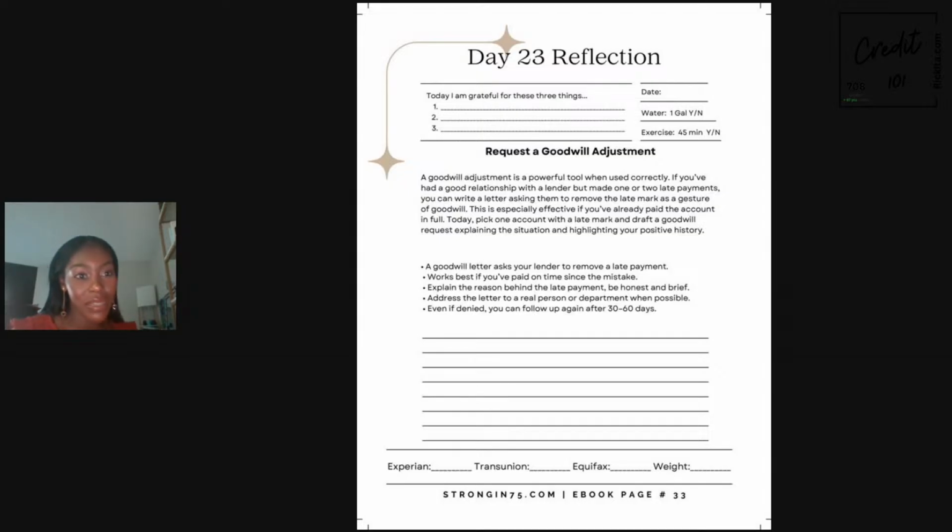It's not a guaranteed thing that they are going to definitely remove the late payments. We're begging them to remove them. So the Goodwill letter asks the lender to remove your late payment. It works best if you have made payments since you made the mistake.